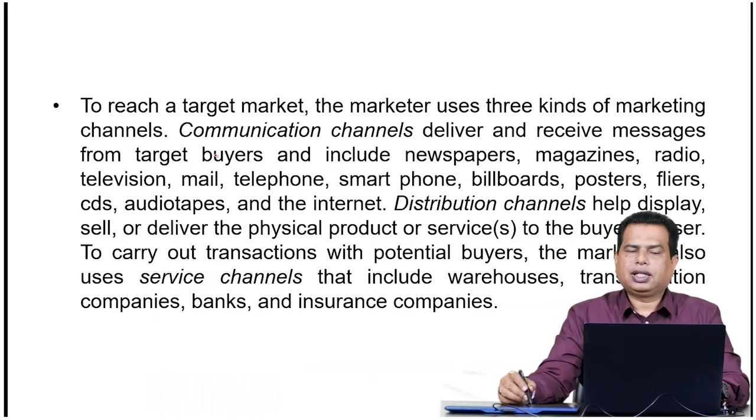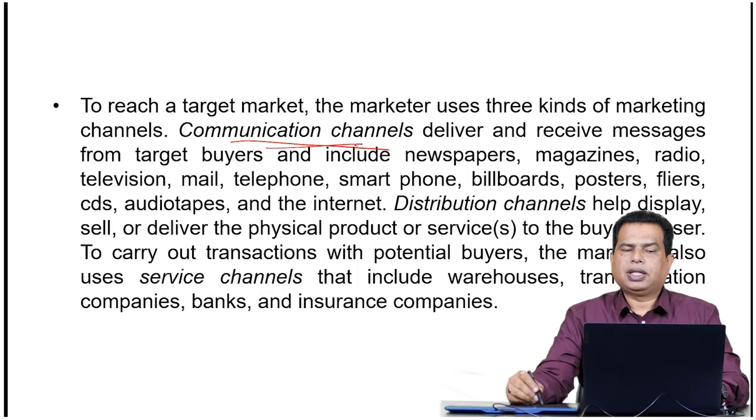So to reach a target market, the marketer uses three kinds of marketing channels: communication channels deliver and receive messages from the target buyers and include newspapers, magazines, radio, television, mail, telephone, smartphones, billboards, posters, flyers, CDs, audio tapes and the internet. Then distribution channels help display, sell or deliver the physical products or services to the buyer or user.